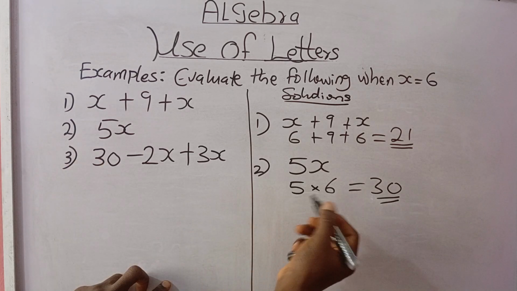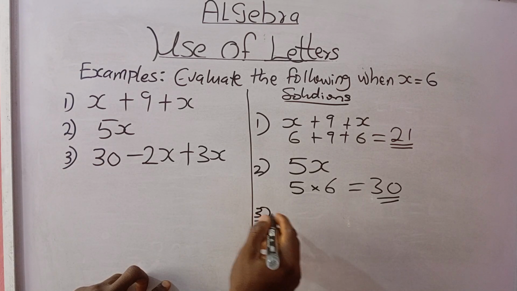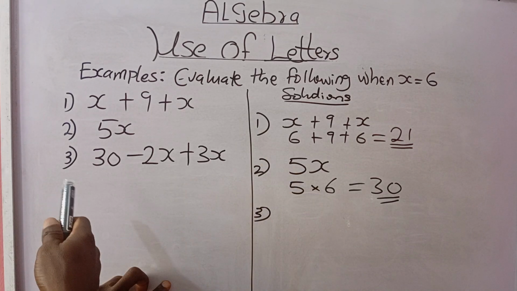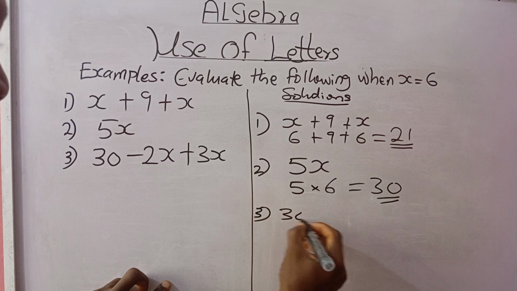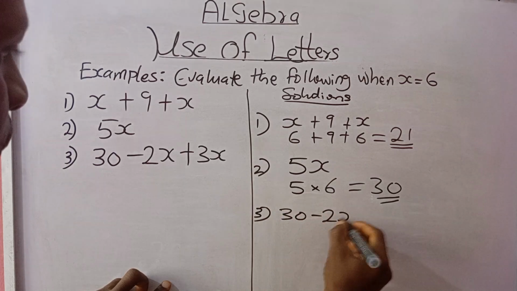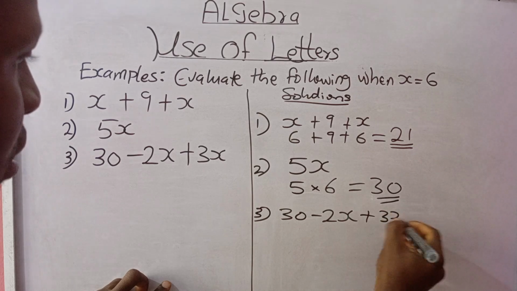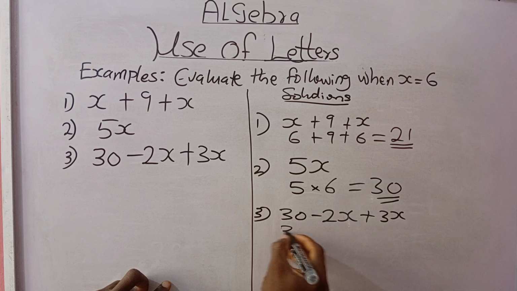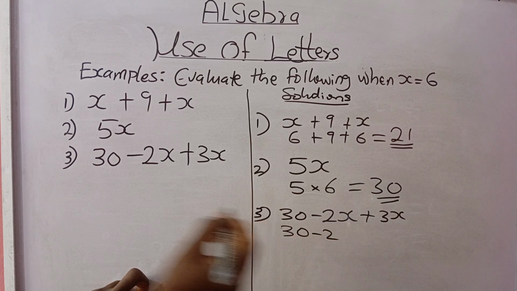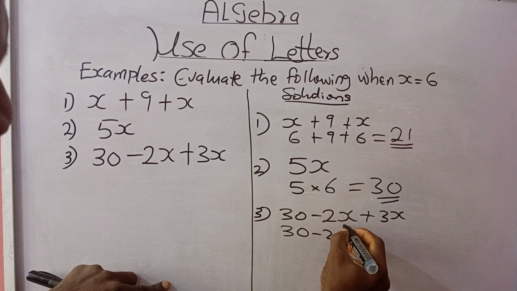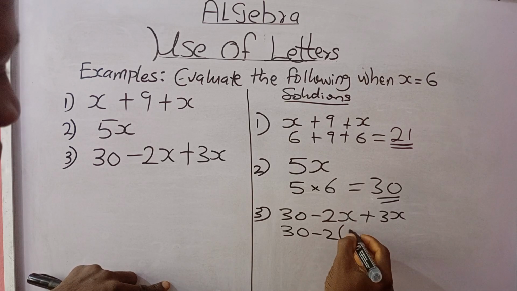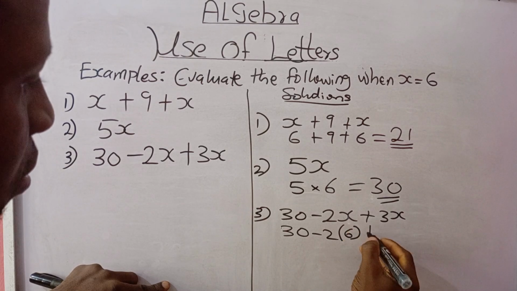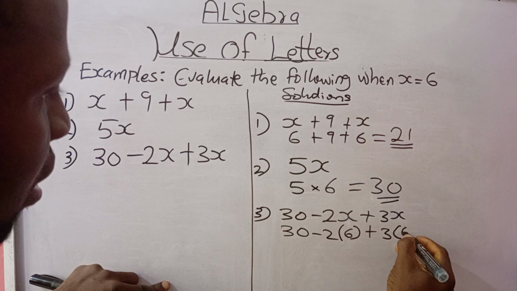All right, so now we move to number 3. I hope this is clear enough. You can give number 3 a try. Pause the video and give number 3 a try. All right, so that will now be 30 minus, let's write it again, 2x plus 3x. So wherever we find x, we place 6. So that becomes 30 minus 2 multiplied by, in place of x, 6, because I said x is equal to 6. Then plus 3, in place of x, we still have 6 there.